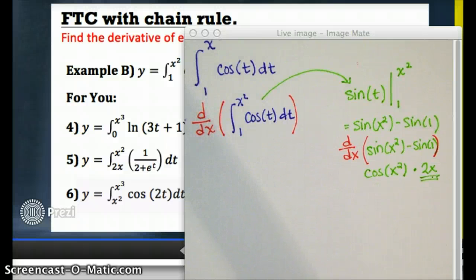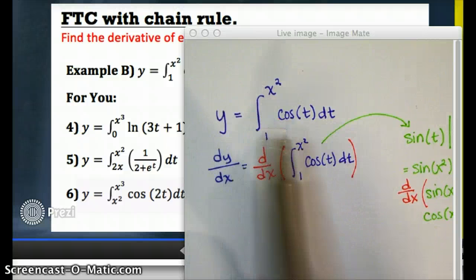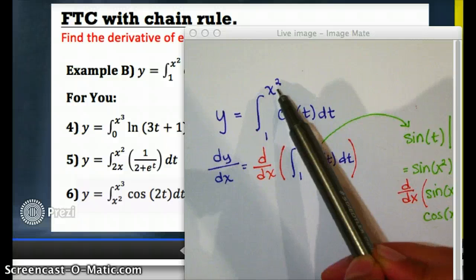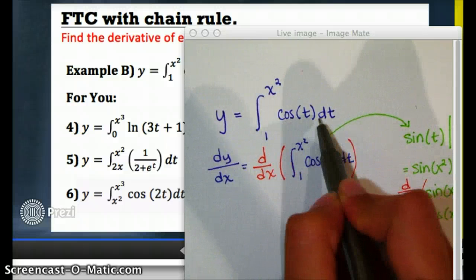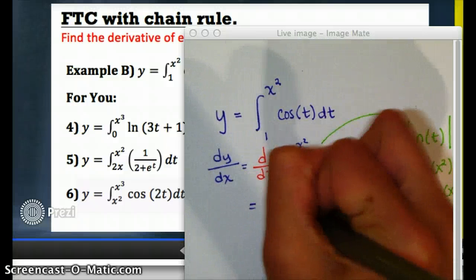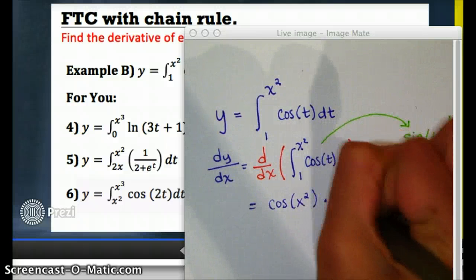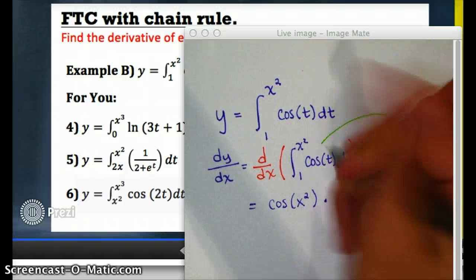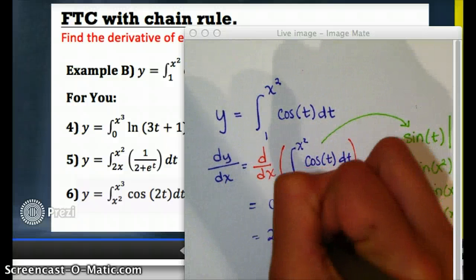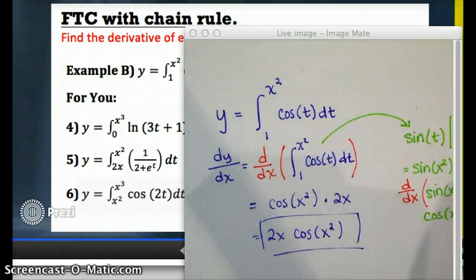So in the future, when you take derivatives of functions that are defined by integrals, where one of the terms itself is an expression, not just a single x, you can go ahead and use fundamental theorem of calculus and say the derivative of this expression is cosine of x squared. And you just need to remember to multiply times the derivative of that expression, in this case, 2x. Better way to write that would be 2x times cosine of x squared, but ultimately, that's it.